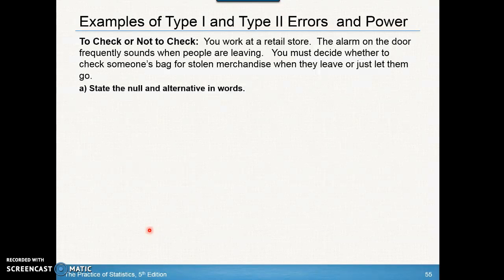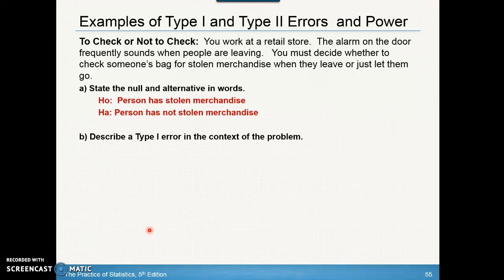All right, so go ahead and take a look at this question. You work at a retail store. The alarm on the store frequently sounds when people are leaving. You must decide whether to check someone's bag for stolen merchandise when they leave or just let them go. So what I'd like you to do is, given this situation, state the null and alternative hypothesis in words. Okay, so the null is that the person has stolen merchandise. The alternative is that they have not stolen merchandise.